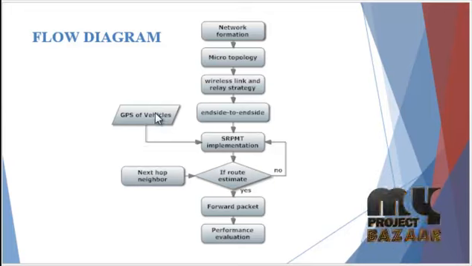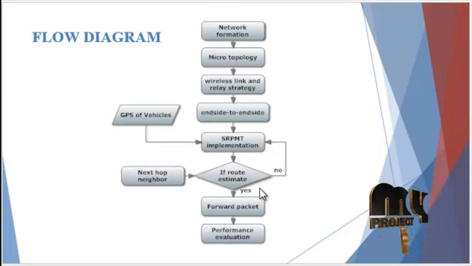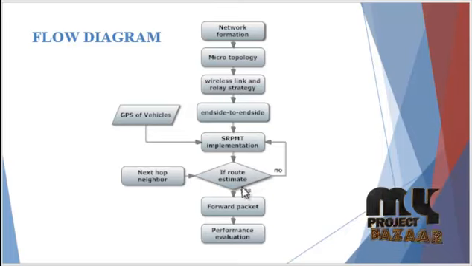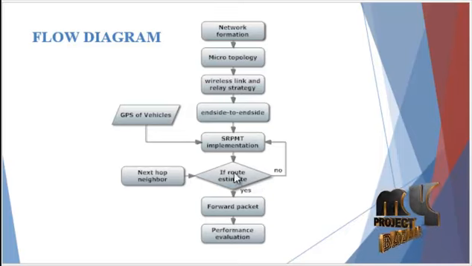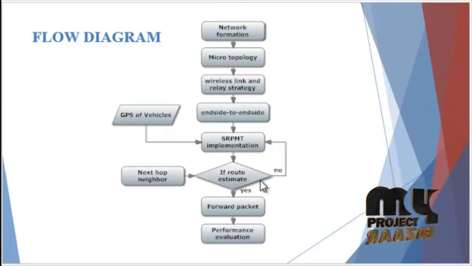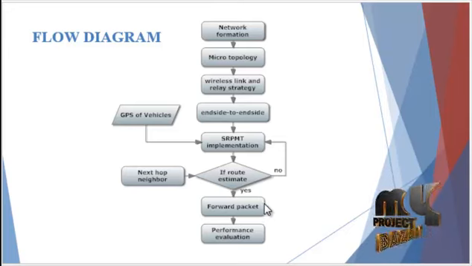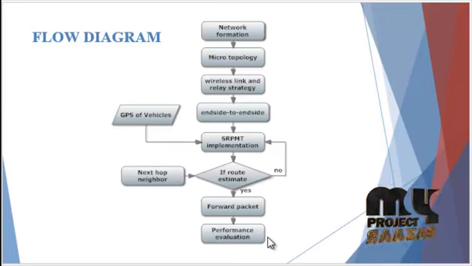After that, the SRPMT protocol is processed, which is for finding the routing path for the data transmission of vehicles. It includes the vehicle's GPS, that is, each and every vehicle's position is included in this protocol. After that, it estimates the route. If the route is validated, it forwards the packet. It is estimated by using the next hop neighbor. If the route is not found, it again finds the route by using this protocol. After the packet forwarding, the performance is evaluated, in which the proposed system is compared with the existing system.